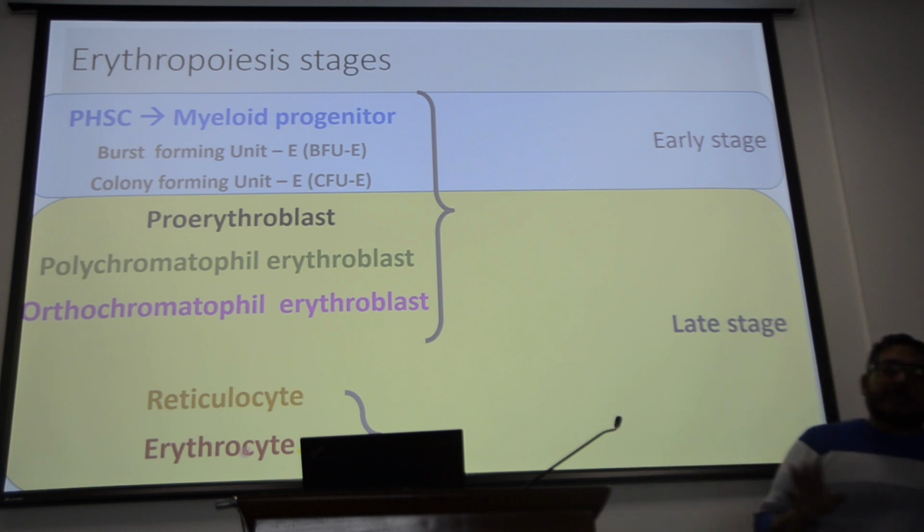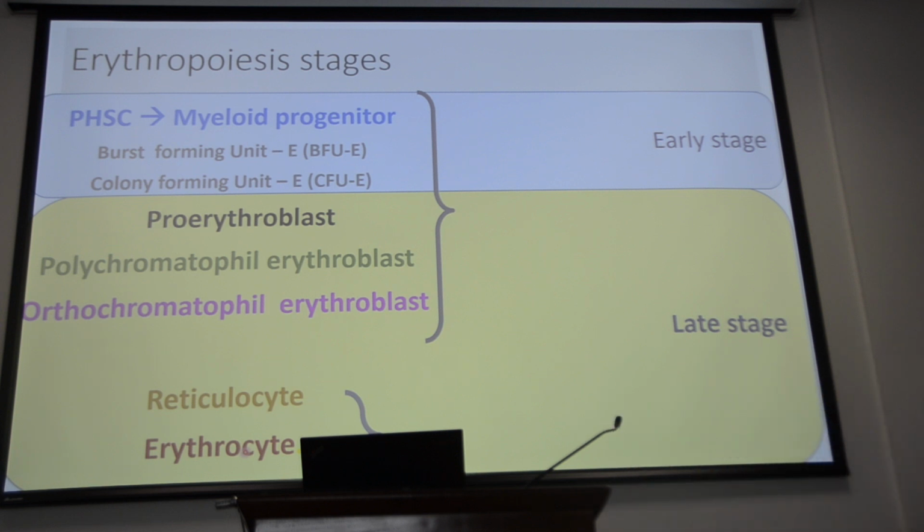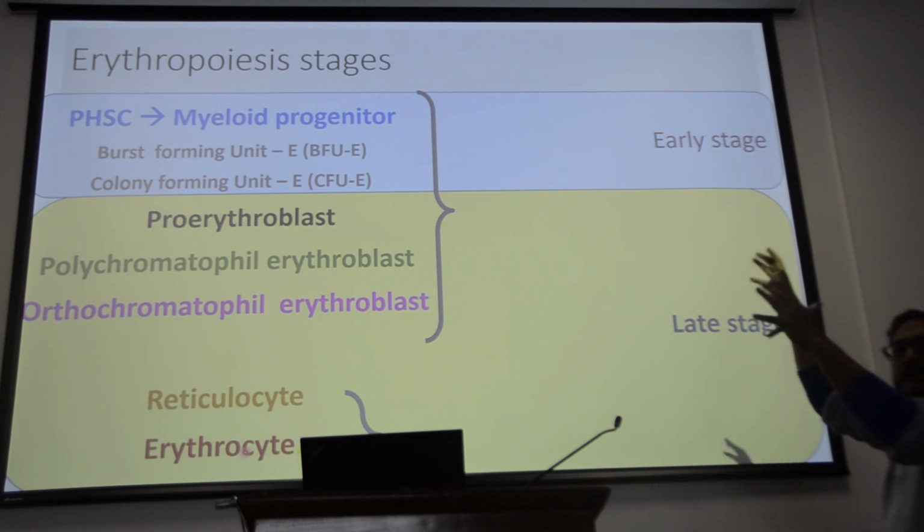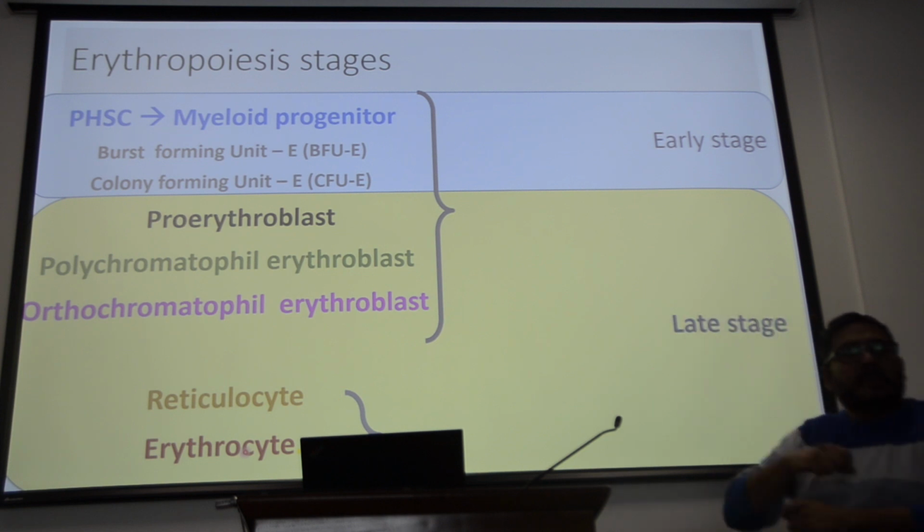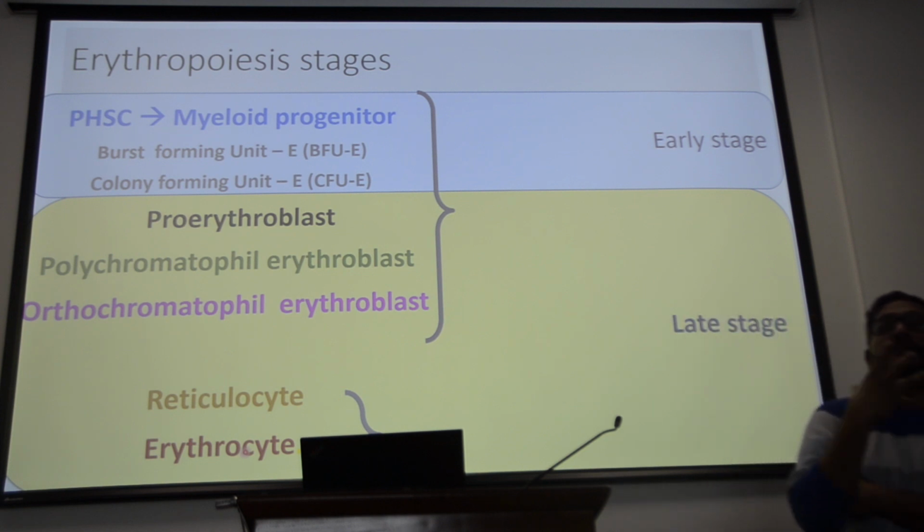Now, too many words, too many names, but they're really very simple to understand. In the early stages, because they are still somewhere in the bone marrow and the stem cells, you are not able to differentiate between cells morphologically. What do I mean by that?